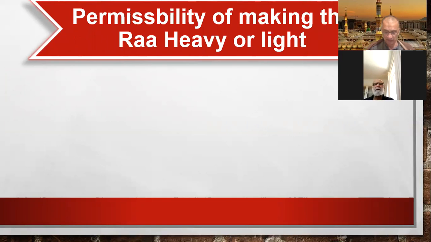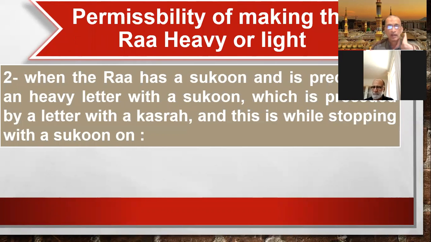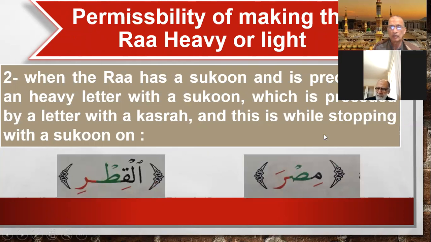Permissibility of making the Ra heavy or light. Number two, when the Ra has a sukun and is preceded by a heavy letter with a sukun, which is preceded by a letter with a kasra, and this is while stopping with a sukun. Two words in the Quran: Misr, al-Qitr.